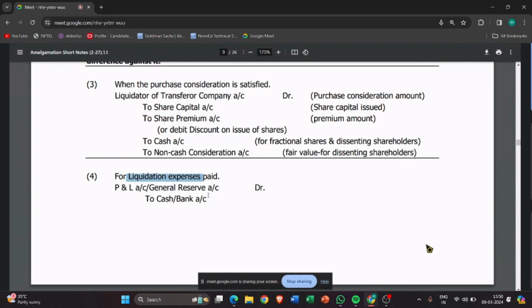But if this company, the transferee, is paying the realization expenses or the liquidation expenses, then it will be general reserve account debit to cash. Don't write P&L, write general reserve account debit to cash. Where will I pay money from? From my general reserve. So your expenses I am paying from my old profits. So general reserve account debit to cash for all liquidation or realization expenses paid by the transferee will be written in the transferee's books. Clear?